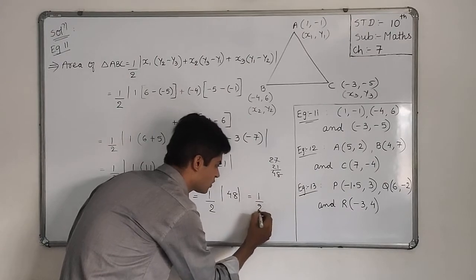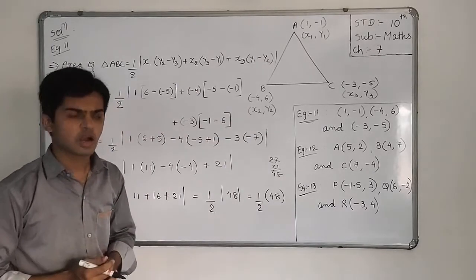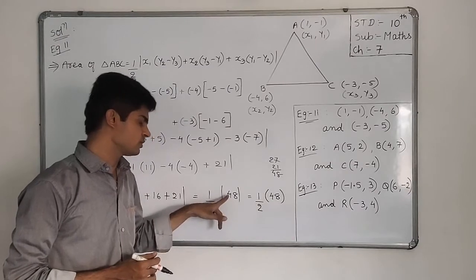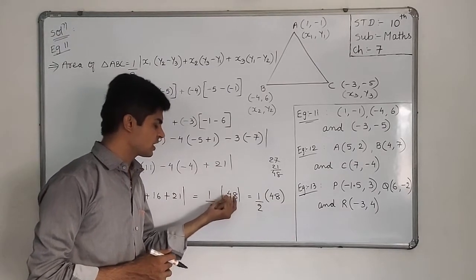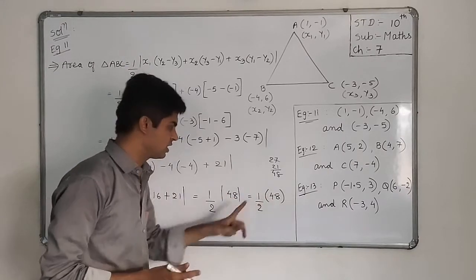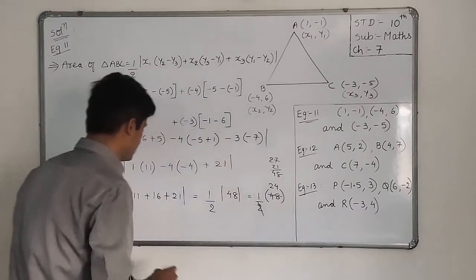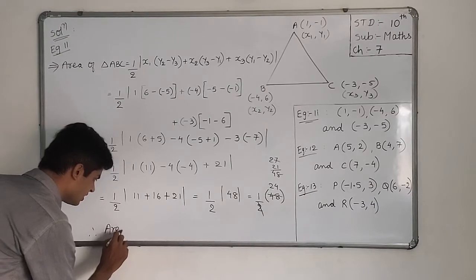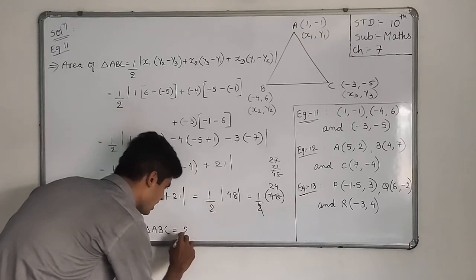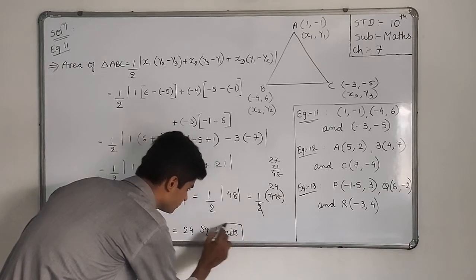So 1 by 2. Now at last we will put a round bracket, because we cannot cancel if the modulus is there. Okay, so let us get this value outside the modulus. As it is positive, it will remain positive only. Now cancellation is possible. 2 24s are 24, and at last we can say that the area of triangle ABC is 24 square units. Understood?